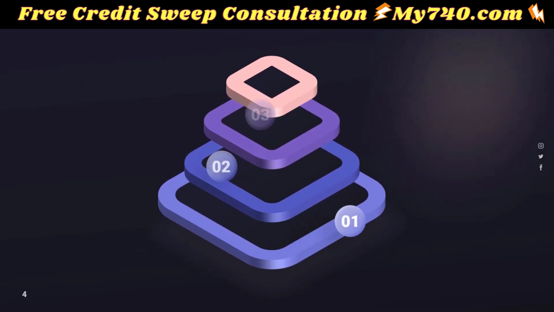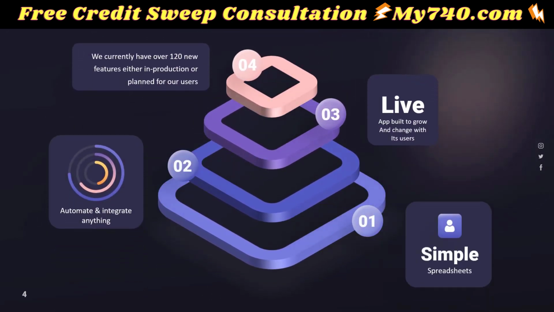This app is so very simple. If you look at the base of it, it's a simple spreadsheet. I built it on Google Sheets. The second thing is that you can automate and integrate virtually anything, and it's called Live Automation because the app was built to grow and change with its users. And as I mentioned, we currently have over 120 new features either in production or planned for our users.